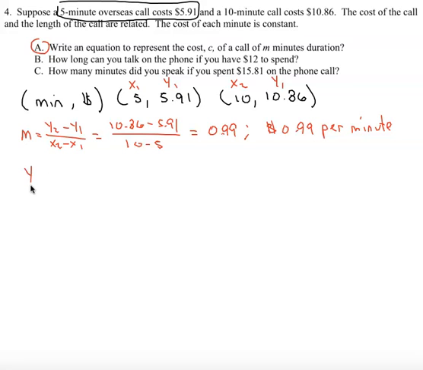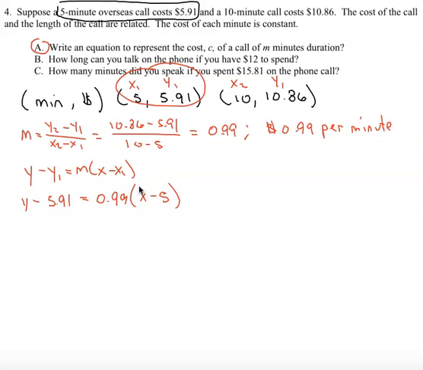And I'm going to write my point-slope form, which is y minus y sub 1 equals m times the quantity of x minus x sub 1. Alright, so I'm going to take this coordinate to help me. So y minus $5.91 equals 0.99 times the quantity of x minus 5. Now this suffices as writing an equation, okay? But I'm going to take this a little further and write this in slope-intercept form. Right now it's in point-slope form.